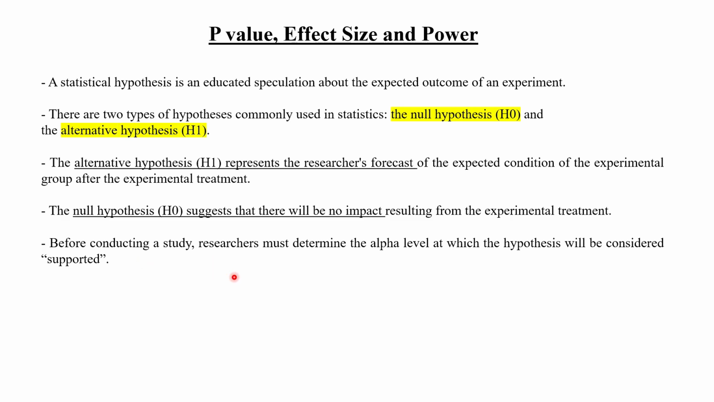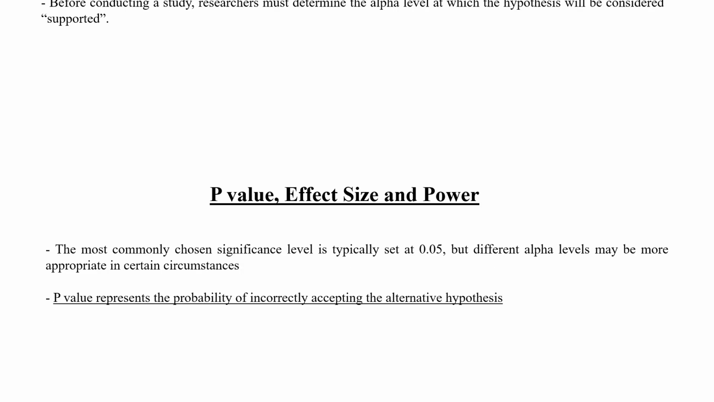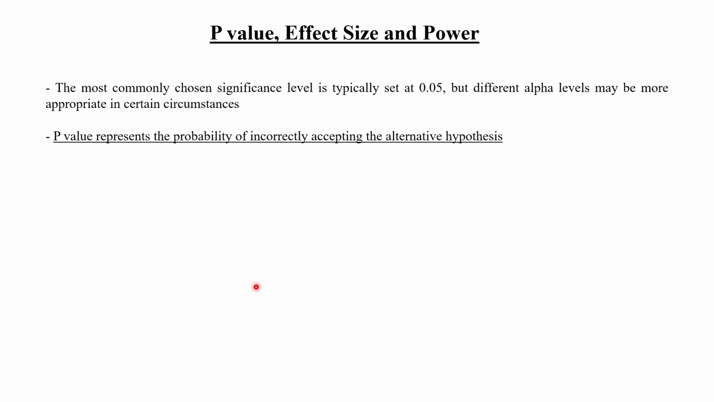In simple terms, the alpha represents the probability of erroneously rejecting the null hypothesis when it is actually true. The most commonly chosen significance level, denoted as alpha, is typically set at 0.05. This means that the researcher is willing to accept a 5% chance that a result supporting the hypothesis will be false in the entire population.